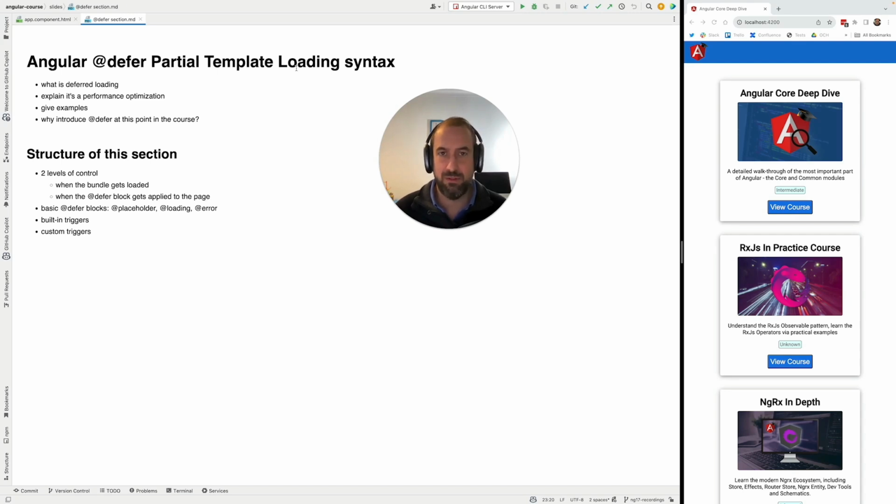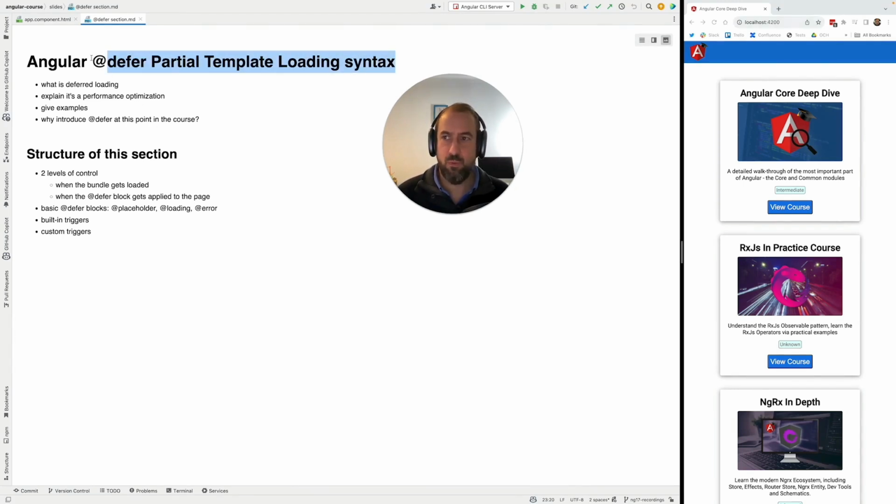This could have been introduced anywhere, right here at the beginning or at the end of the course, because it's such a good practice to think of ways of using this from the beginning as you are building your application from scratch. I prefer to introduce it earlier in the course. Now, what is this defer partial template loading syntax all about? The best way to understand when a defer is useful is by means of an example.